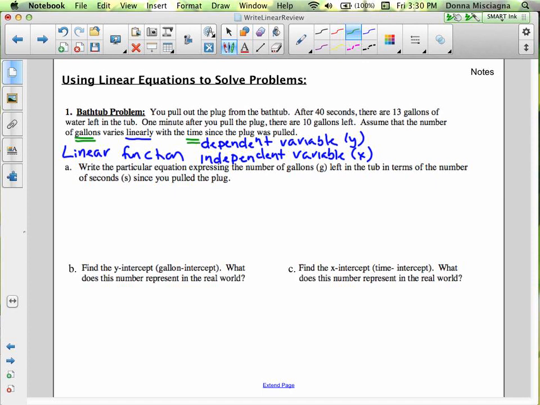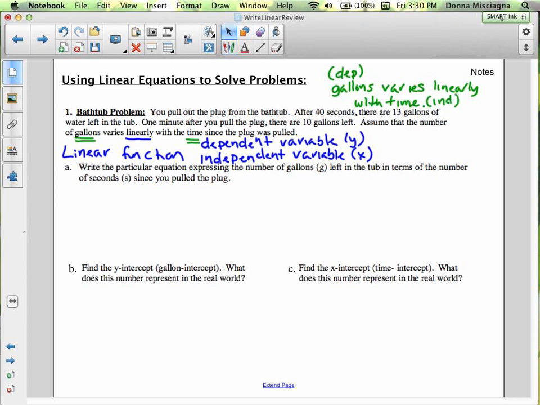So if we see something like gallons varies linearly with time, that means that gallons is the dependent variable. It depends, it varies linearly. It depends upon, it changes as, any way you want to think of it, time. That's going to be the independent variable. Very important you identify those correctly, otherwise your slope is going to be reversed. Your points are going to be reversed, and certainly your equation is not going to be correct. And any answers you find with that equation are also not going to be correct.